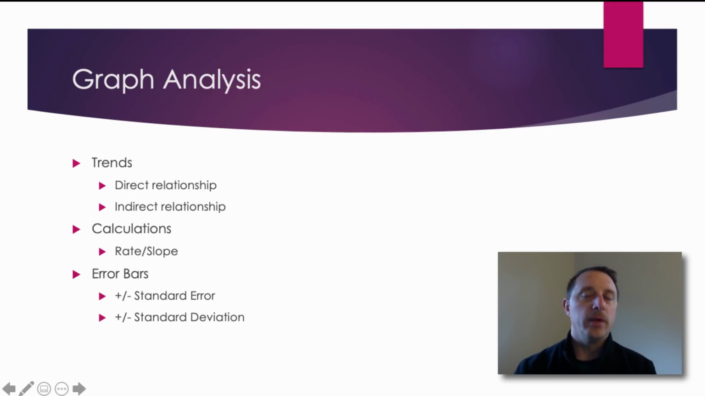So sticking with graphs a little bit and looking at some analysis that you may be asked to do with graphing, you may be asked to evaluate some trends that we see between our two variables. So what type of relationship exists between the dependent and the independent variable?